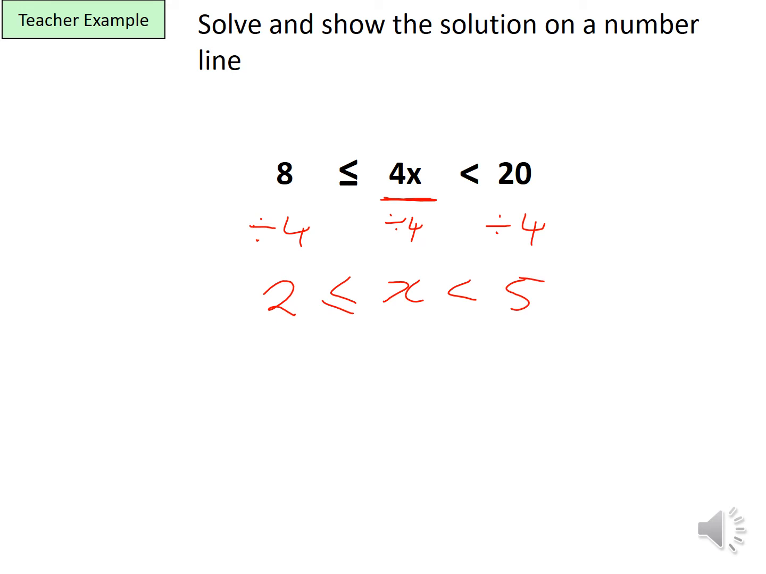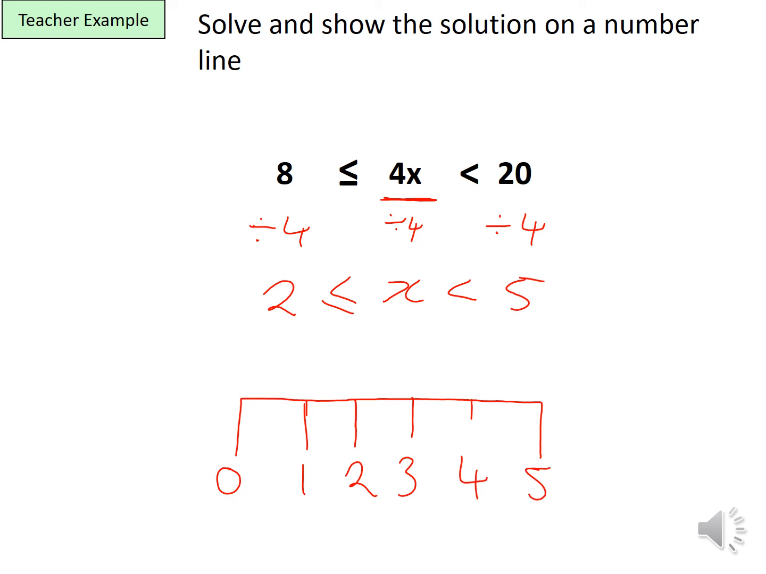So I'm going to do a number line from 0 to 5: 0, 1, 2, 3, 4, and 5. My numbers are going to be at 2 and 5. Now don't forget x can be greater than or equal to 2, so I'm going to fill it in. But x is also going to be less than 5, so it's going to look like that.